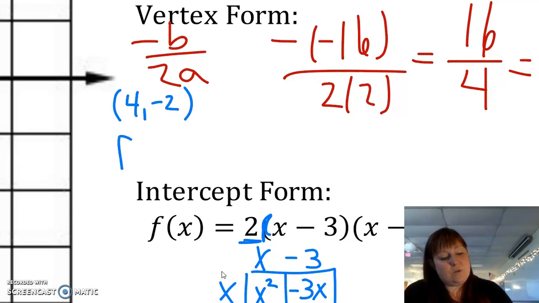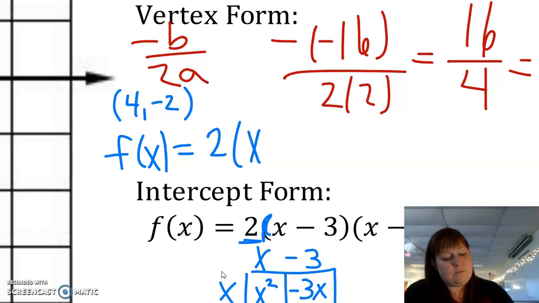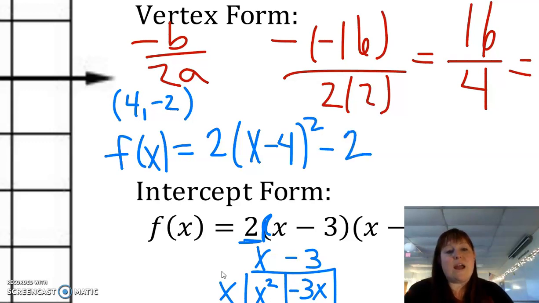So to write vertex form, we have f of x equals 2 times x minus 4 squared minus 2. So our a value stays the same. Our vertex, remember, anytime we're graphing x, it's a liar. So see how it's inside the parentheses with x? That means instead of writing a positive 4, we're going to write a negative 4. And then we're going to have our y value out here.